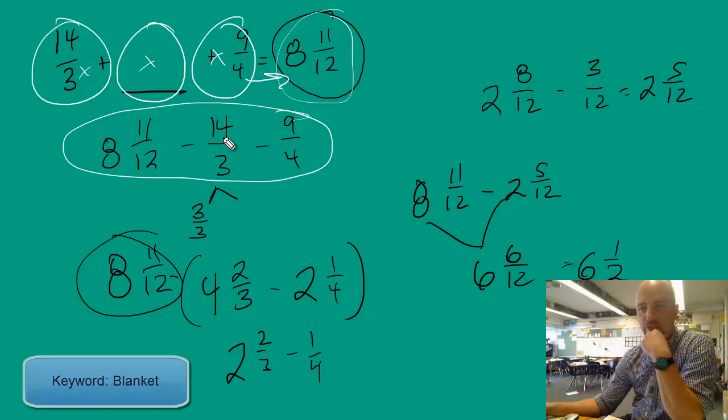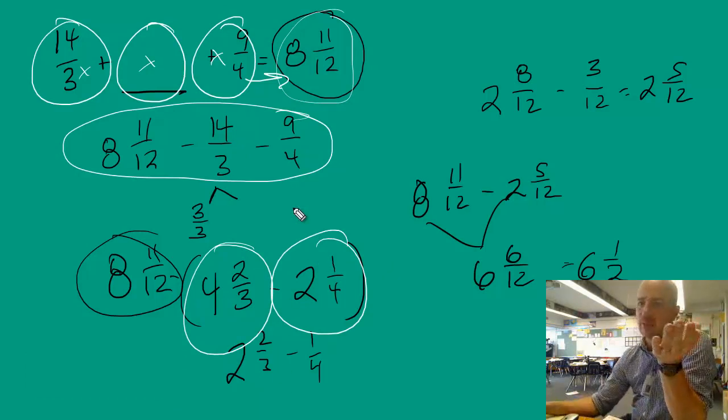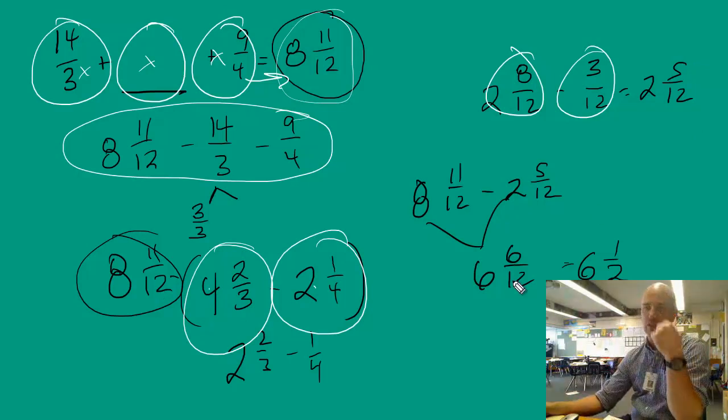What I did was I turned my 14 thirds into 4 2/3, and my 9 fourths into 2 1/4. And then I renamed those as 12ths, as 8 twelfths and 3 twelfths. I also subtracted my 4 from my 2, and I got 2 and 5 twelfths. And then I subtracted that from my whole to get an answer of 6 and 6 twelfths, which I reduced down to 6 1/2.